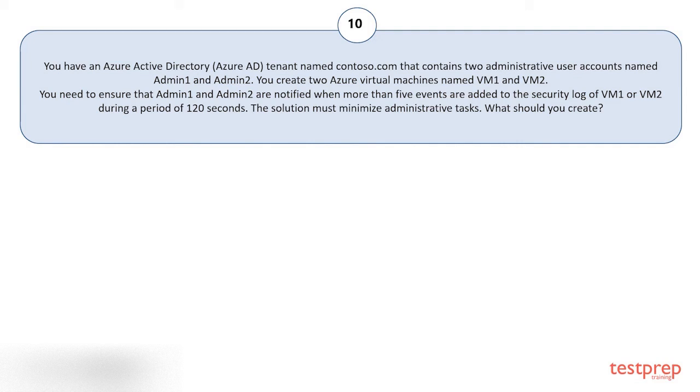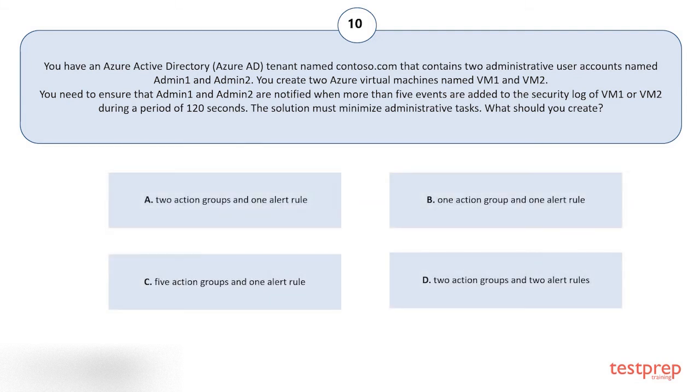Your options are A. 2 action groups and 1 alert rule. B. 1 action group and 1 alert rule. C. 5 action groups and 1 alert rule. D. 2 action groups and 2 alert rules. The correct answer is option B.